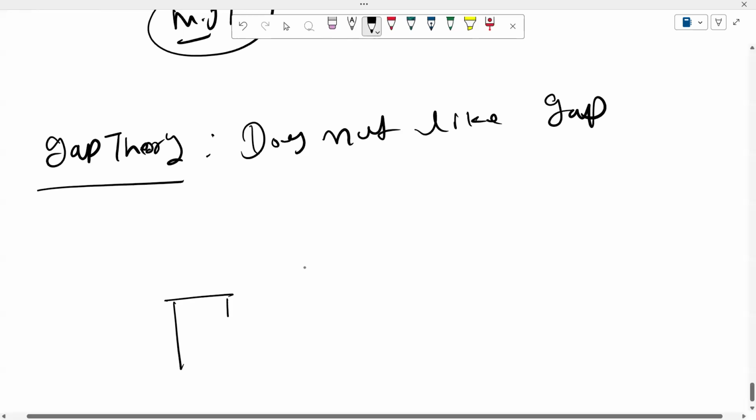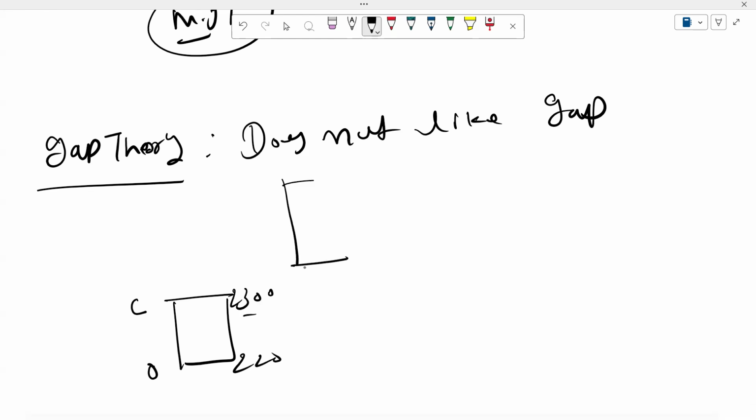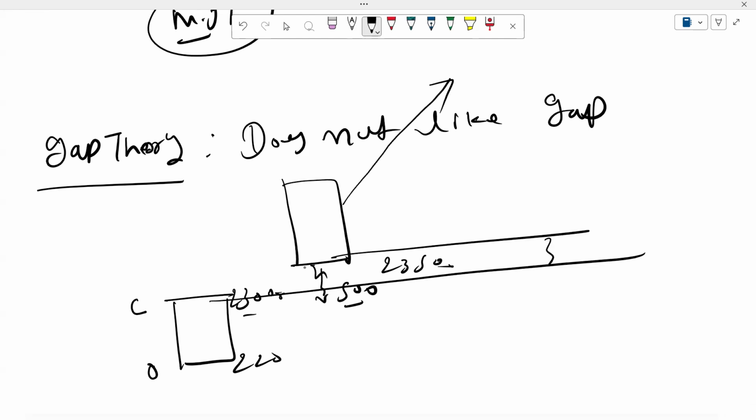If you see a gap on a daily candle, the market opens at 22,000 and closes at 23,000. On the next day the market opens at, let's say, 23,500. There is a gap of 500. So this gap will sooner or later be filled. The market is going in the upside direction, but this gap remains in the market. This is the gap theory. The market doesn't like a vacuum. It's like there is no trade happening in this zone, 22,000 to 23,500. Whenever the market comes to this level, this gap will be filled. So this is generally the gap theory.